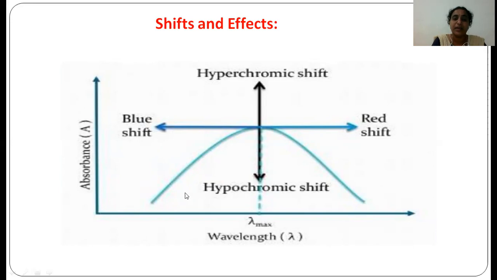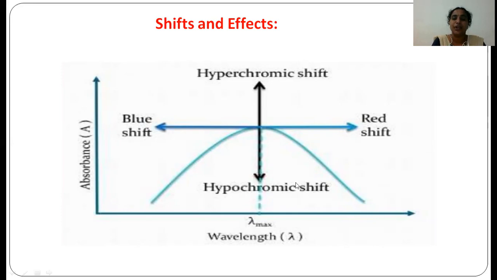Hyperchromic shift is increasing intensity. Whereas decreasing intensity is called hypochromic shift. So these are a few terminologies used in UV spectrometry. Here, absorption increases due to increasing conjugation, whereas here absorption decreases due to removal of conjugation. Here intensity increases as concentration increases. As concentration decreases, intensity decreases.